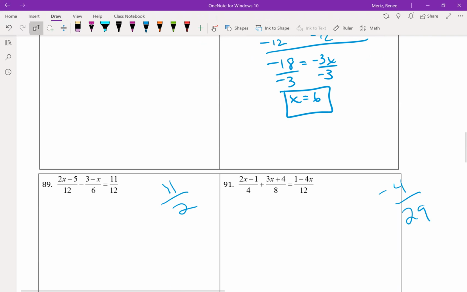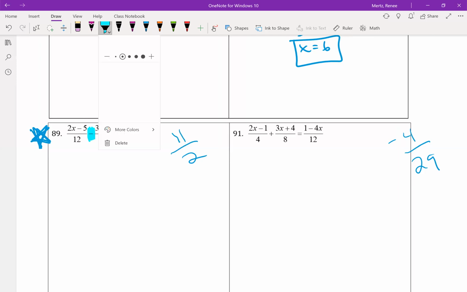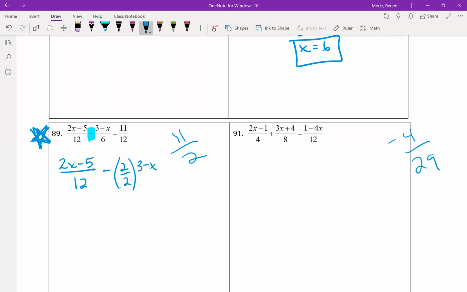All right, when we're dealing with these larger fractions, our strategy for fractions is to get a common denominator. 89 is very tricky because of the subtraction sign right here. So hopefully you're watching this part of the video. This subtraction sign is a big deal. So that's where everyone who's not watching the video, they're going to screw up. But because you're watching the video, you're in luck. So step 1 is to get a common denominator. We want to make the 6 into a 12. So we're going to multiply it by a 2 over 2. 3 minus x over 6.